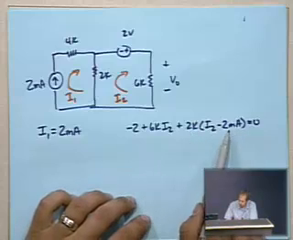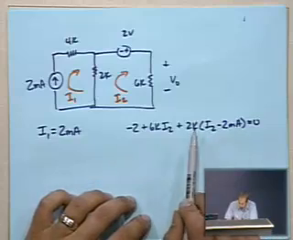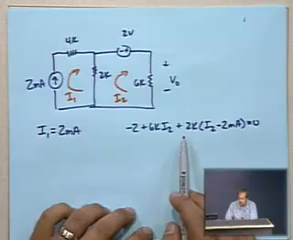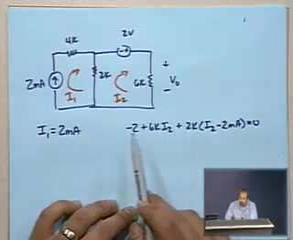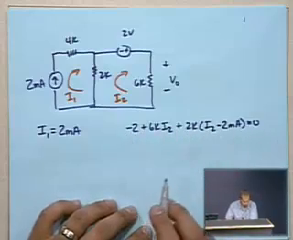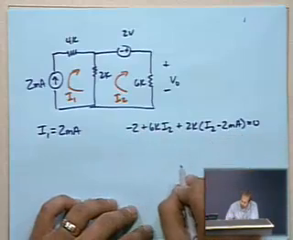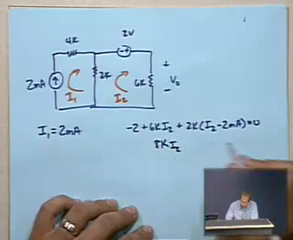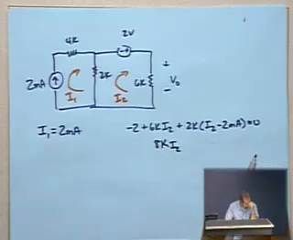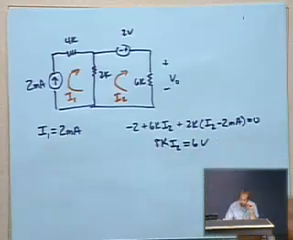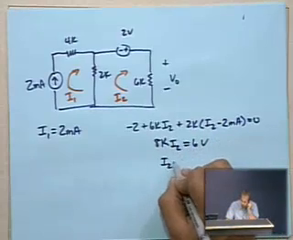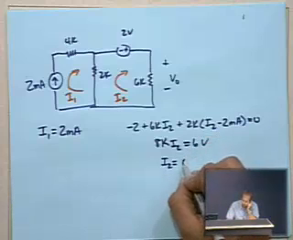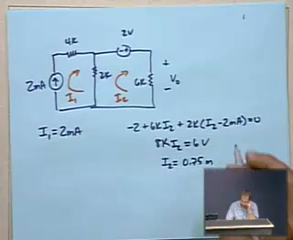The kilo ohms and the milliamps will kind of cancel each other out, and it'll end up just in the volt range. So we'll get negative 4 there, negative 6, put that on the other side, get a positive 6 on the right-hand side, and a total of 8K I2 on the left-hand side, and that equals 6 volts. So I2 equals, I guess that's 3/4 of a milliamp, 0.75 milliamps.